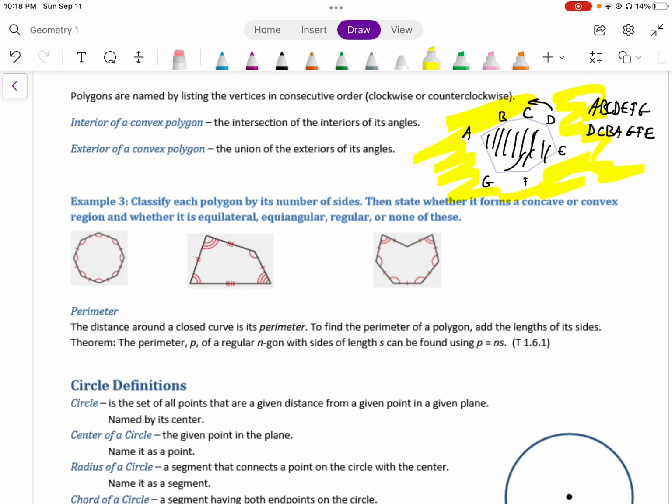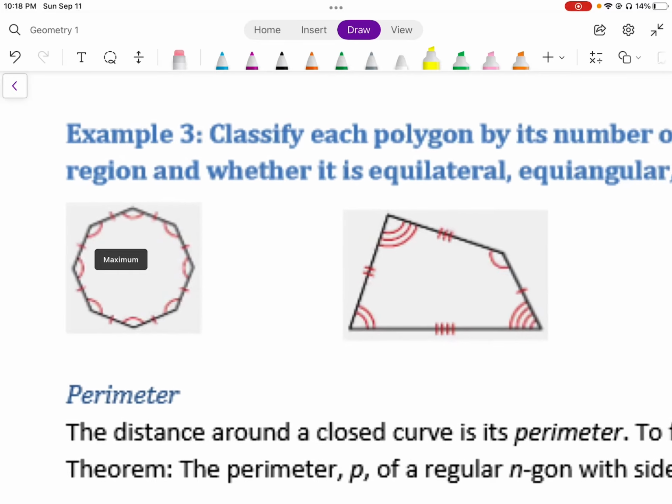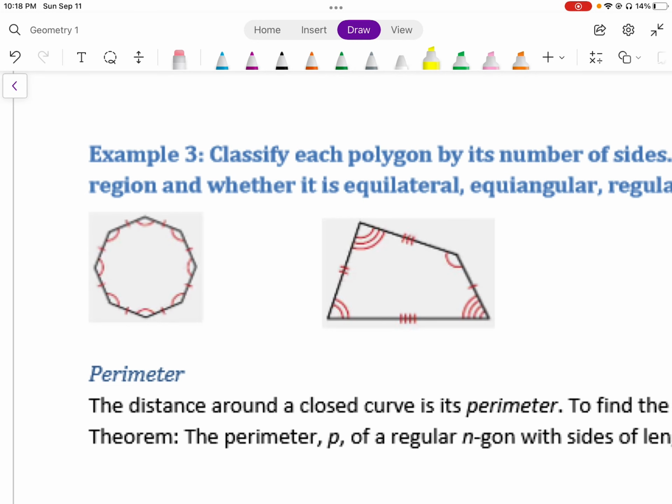Example 3, classify each polygon by its number of sides, then state whether it's concave or convex, and determine if it's equilateral, equiangular, regular, or none of these. Okay, looking at this first one. Let's count the sides. I'm going to mark one so I know where we started. So that's 1, 2, 3, 4, 5, 6, 7, 8. That's 8 sides. That's an octagon.